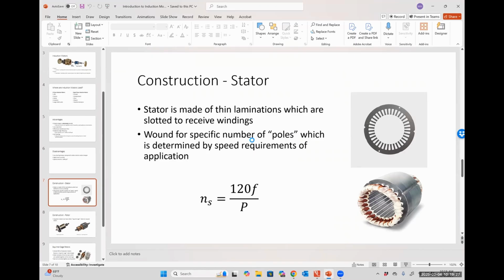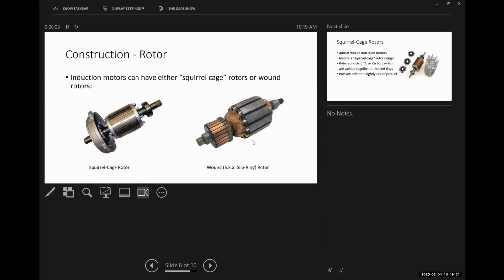So here's our stator construction. Now we're looking at our rotor. There are two different types of rotors that we can see. Squirrel cage rotors are the overwhelming majority of the rotor styles used in induction machines. We'll talk about why they're called squirrel cage in a minute, but it's literally just how they're constructed. It looks similar to a cage you would keep a squirrel in.